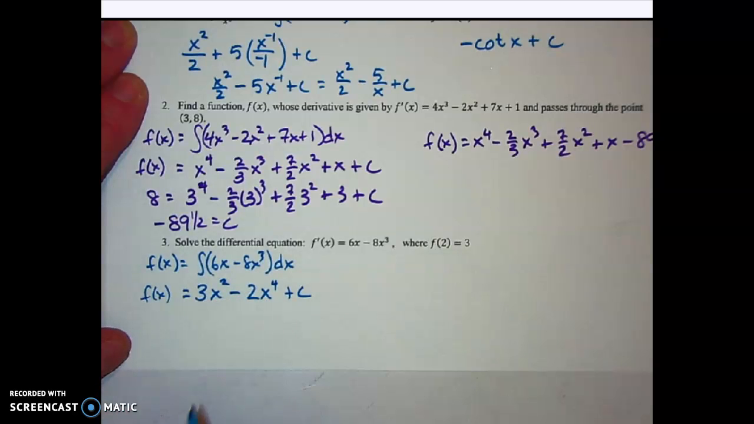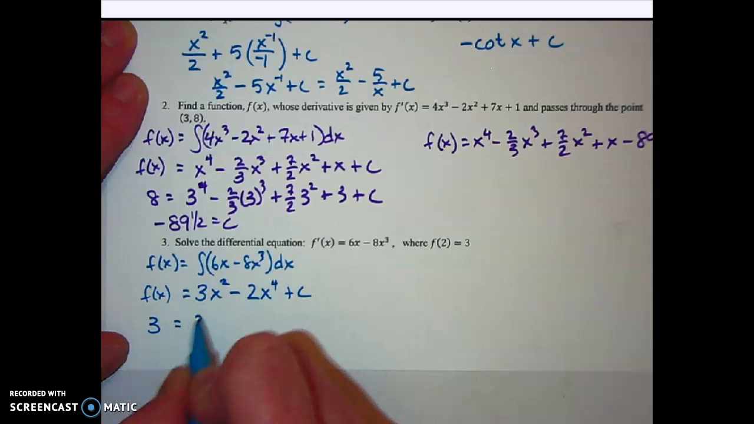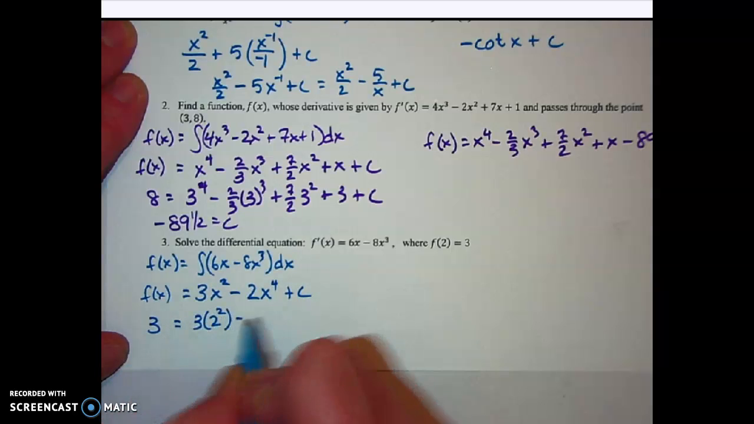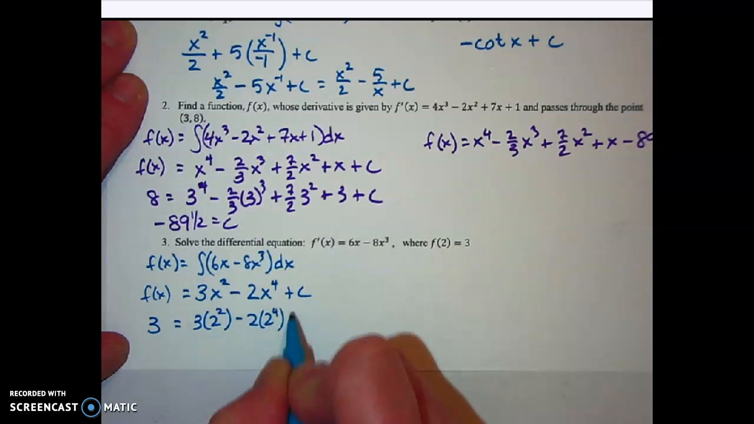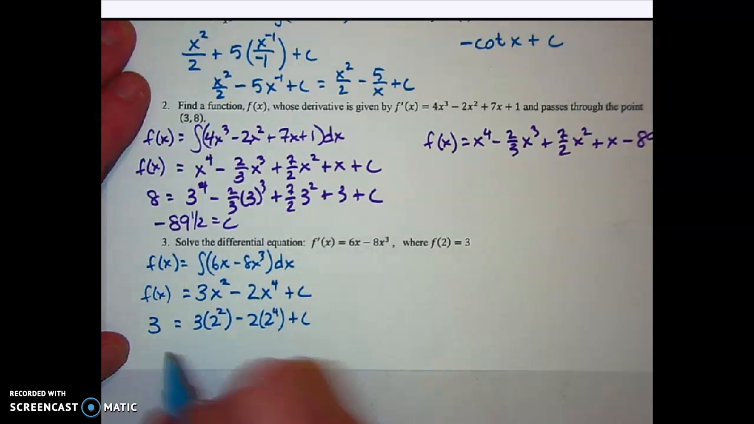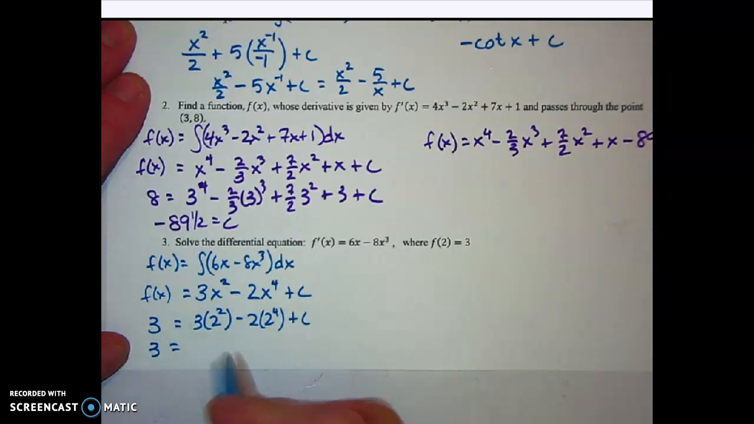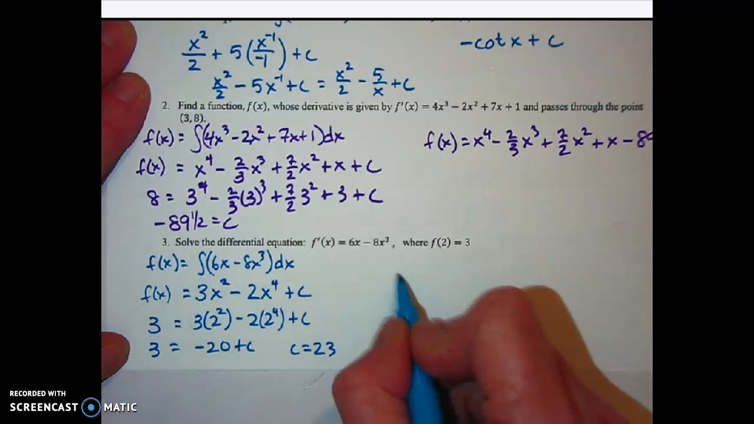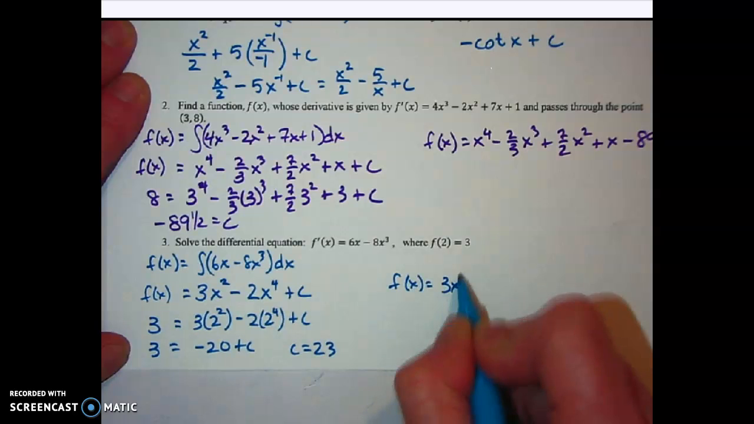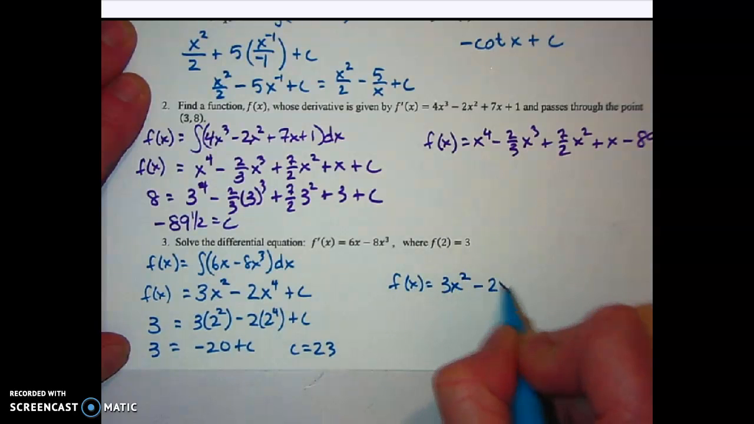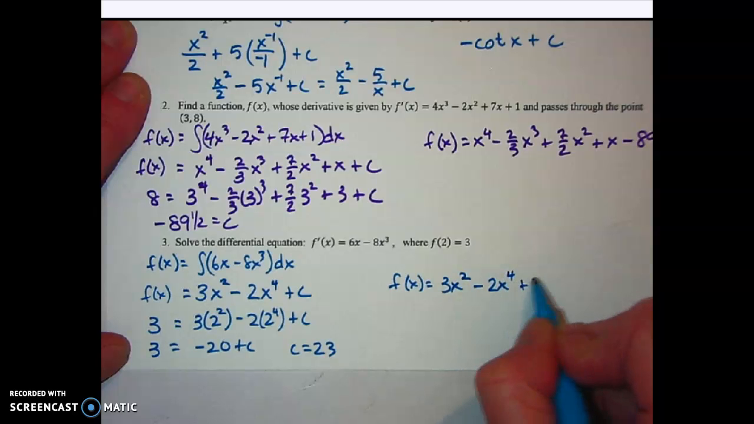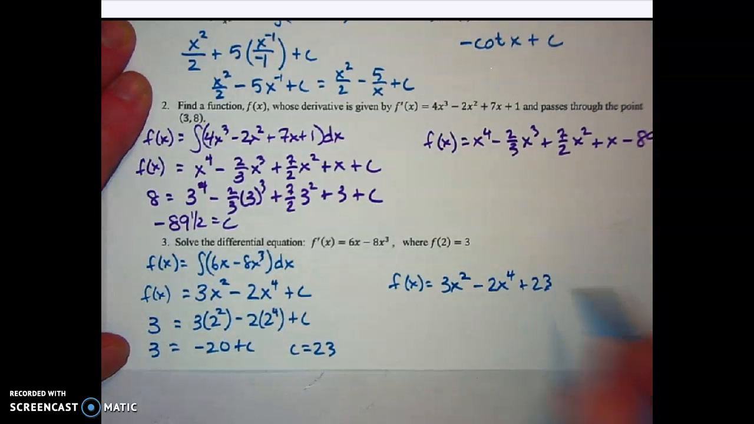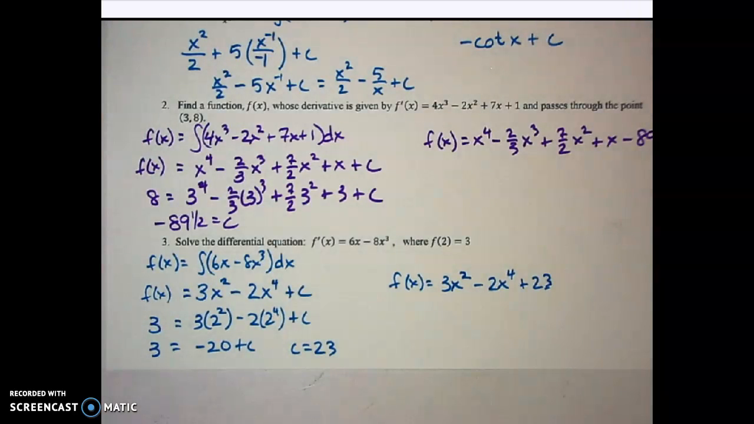But again, I'm told that f of 2 is 3. So 3 equals, and then I'm just going to plug in 2 for all of these. And I can go ahead and solve that. I get 3 equals negative 20 plus c. So c equals 23. And then I can go back to where I wrote my function, 3x squared minus 2x to the 4th plus 23. And you have now learned the basics of the shortcut of integration.